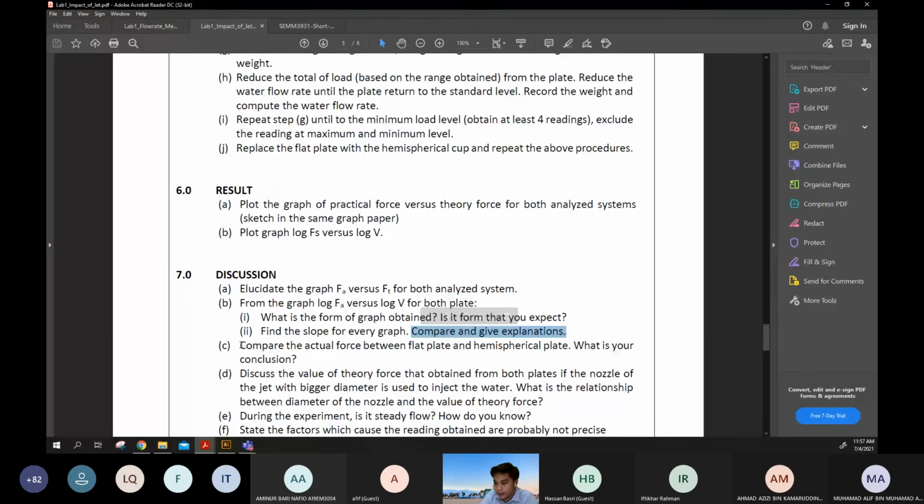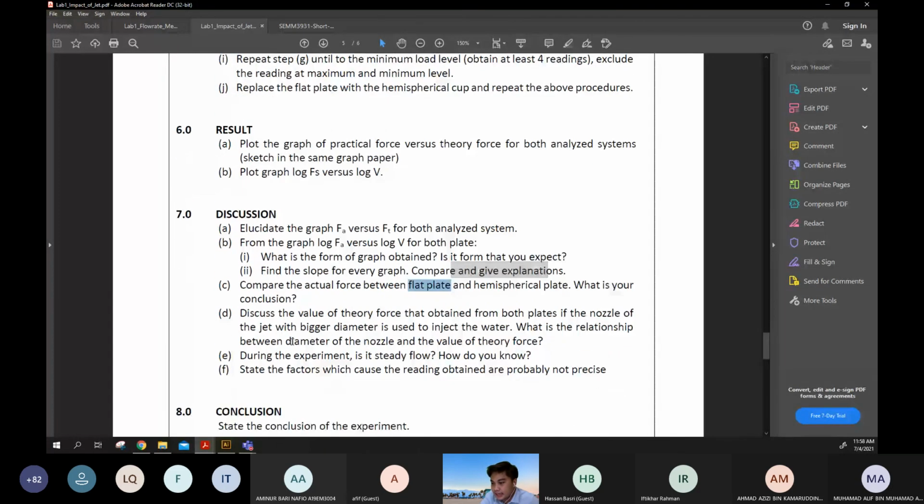Okay, and C, compare the actual force between the flat plate and the hemispherical plate. This is the actual force. Compare between the two systems. What is your conclusion? Please briefly explain completely. Discuss the value of theoretical force obtained from both plates. Okay, this one you need to complete.